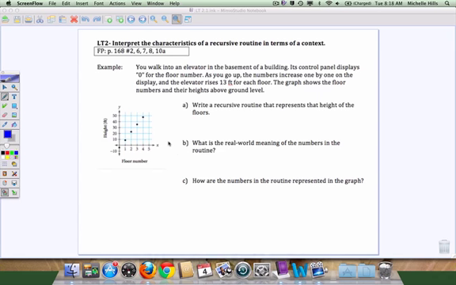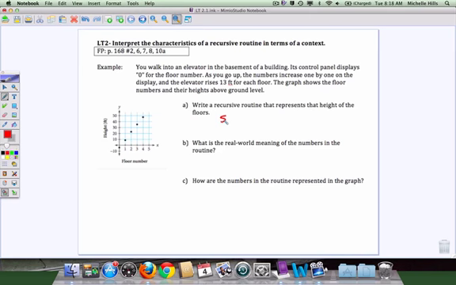First, write a recursive routine that represents the height of the floors. Well, again, a recursive routine, I always need to say where to start. So start with -4. And I know this because this is the same situation we had in Learning Target 1. Otherwise, I might not be able to tell from the graph that that was a -4. Then I have to say, with a recursive routine, what to do next. So then, and we're going to use A and S just because that's what your calculator looks like when it does this. Answer plus 13.